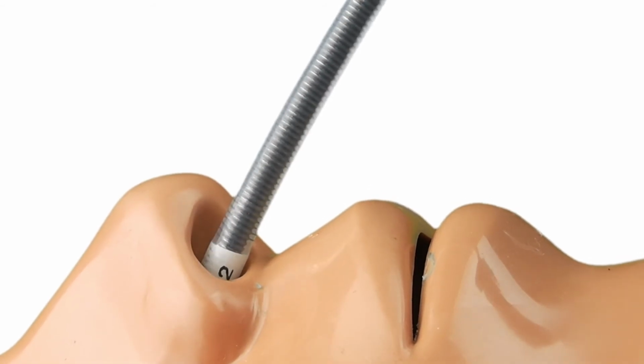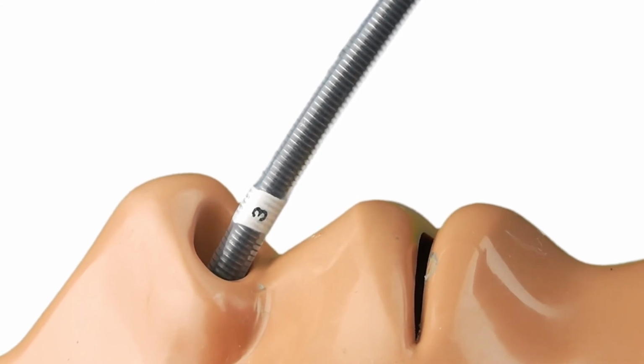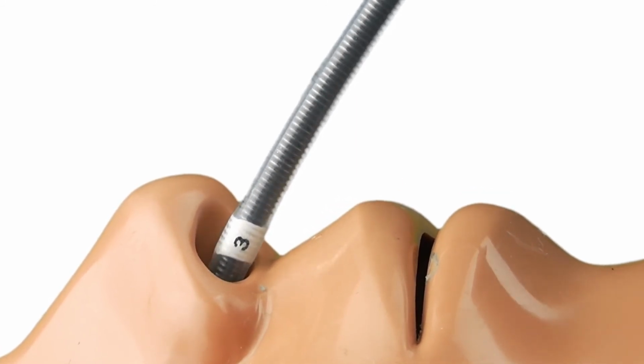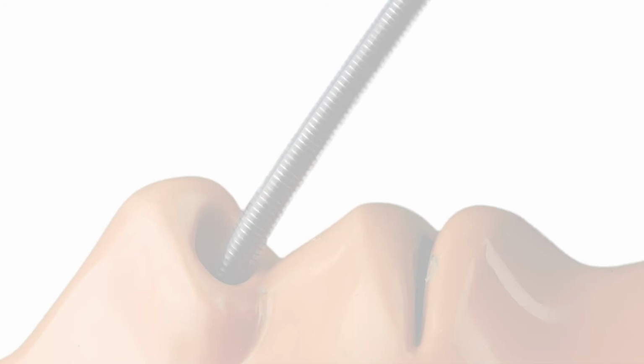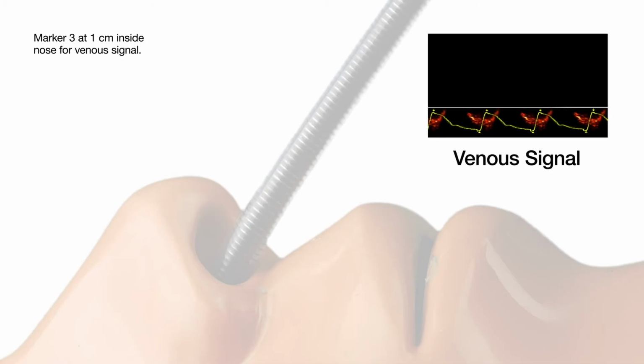If you continue inserting the probe slowly until around 1 centimeter beyond depth marker 3, you'll see a venous signal, which is displayed below the white line. When you see this in a patient, it indicates that the probe is too deep and you should withdraw and refocus.